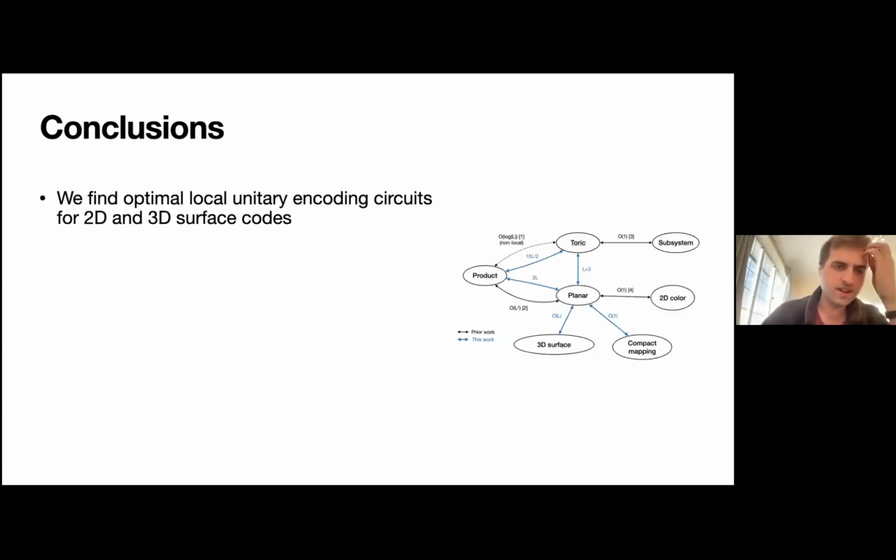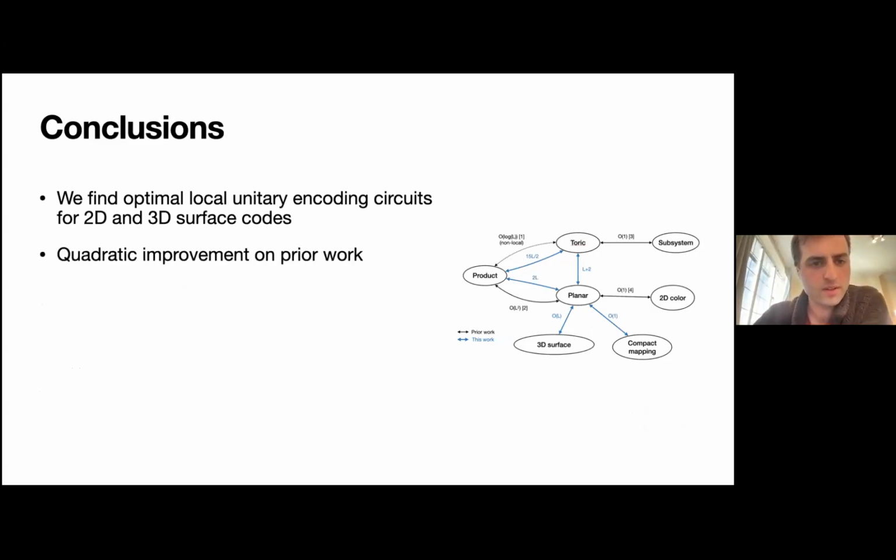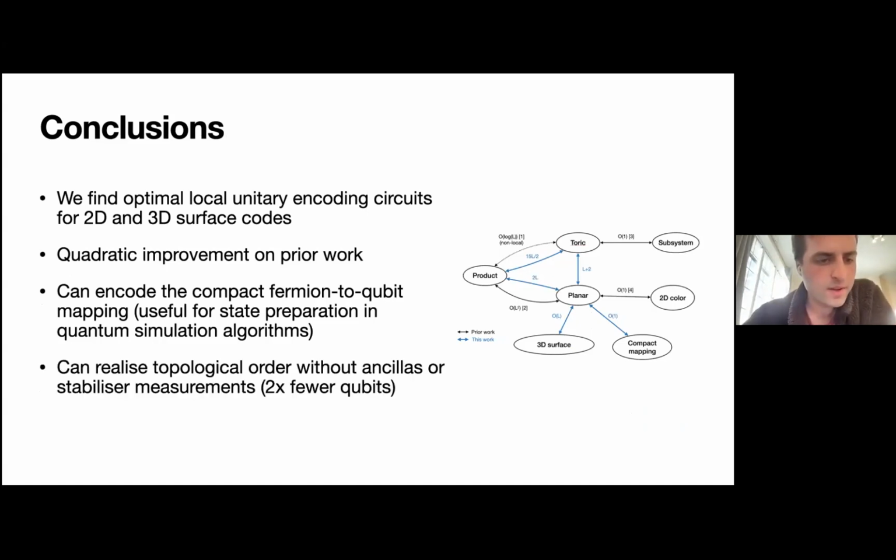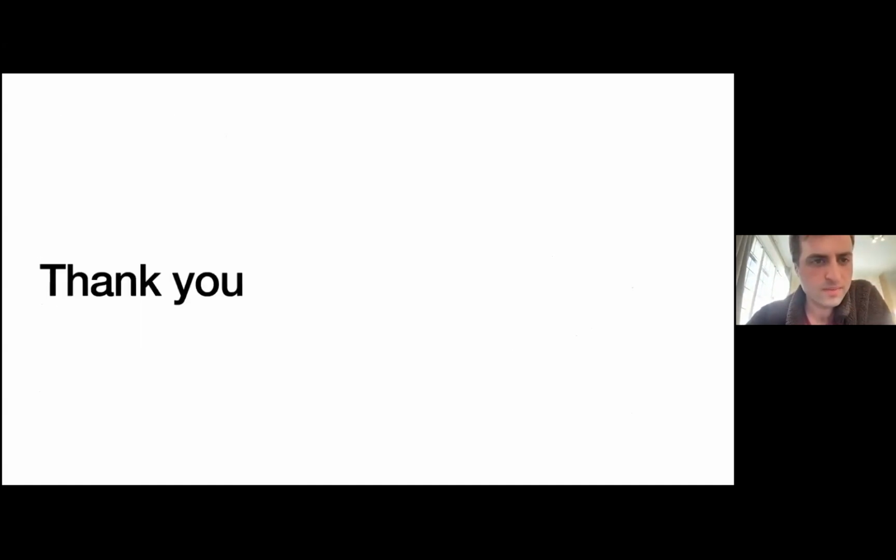Okay, so in conclusion, we found optimal local unitary encoding circuits for 2D toric codes, which is a quadratic improvement on prior work. It can be useful for encoding fermionic states and fundamental qubit mappings, and it's a more efficient way of demonstrating topological order. And I'm happy to take any other questions.